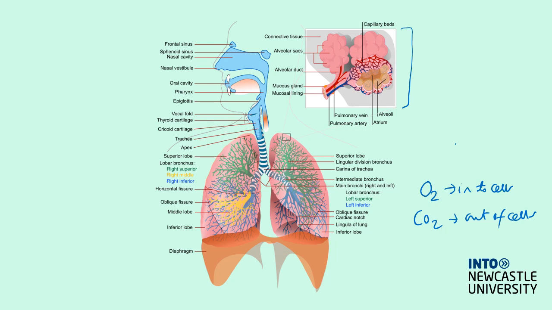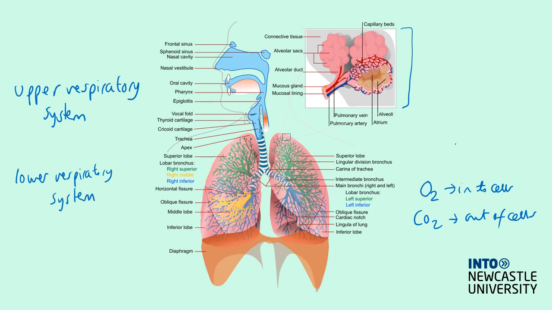Everything before the lungs is called the upper respiratory system. You might have had an upper respiratory system infection, so that means you've got an infection before the lungs, and the lungs are the lower respiratory system. We'll talk about the structure and function of each of these in turn.